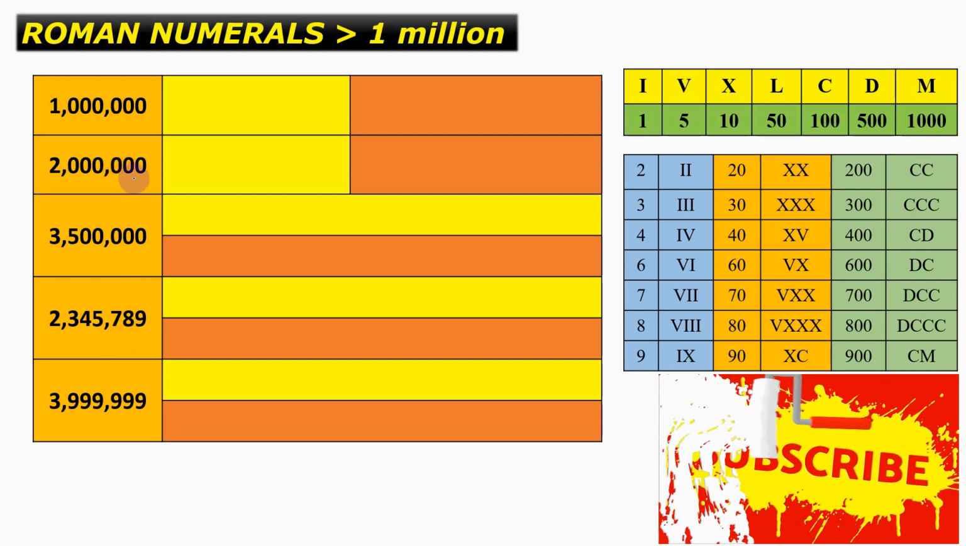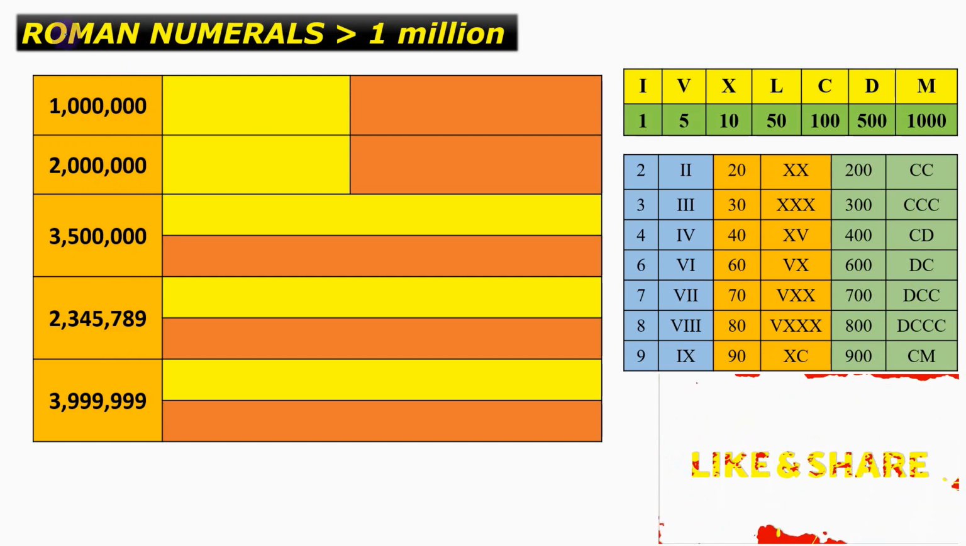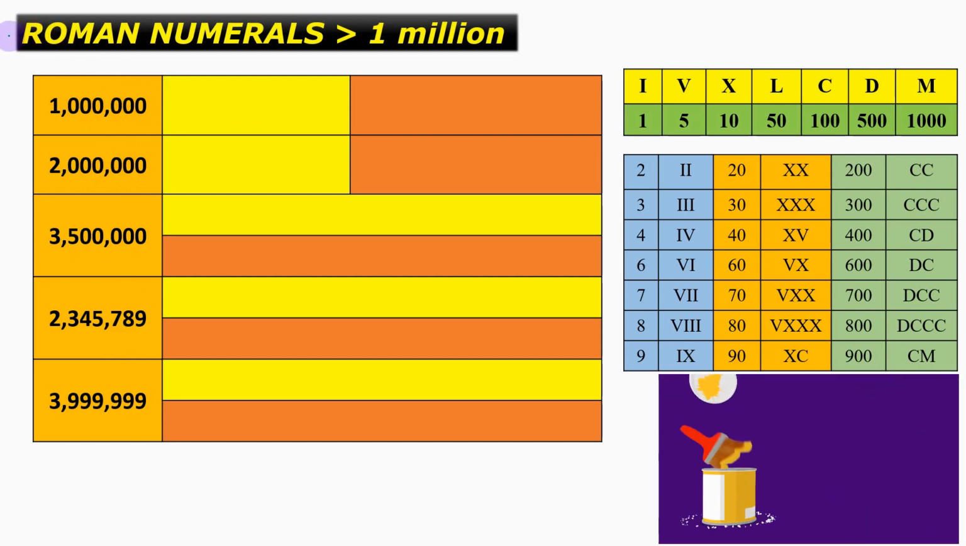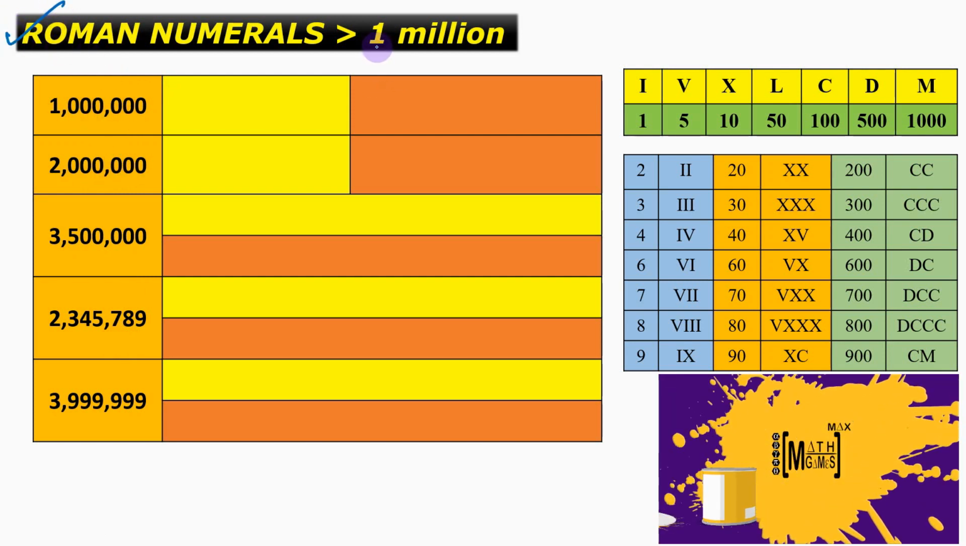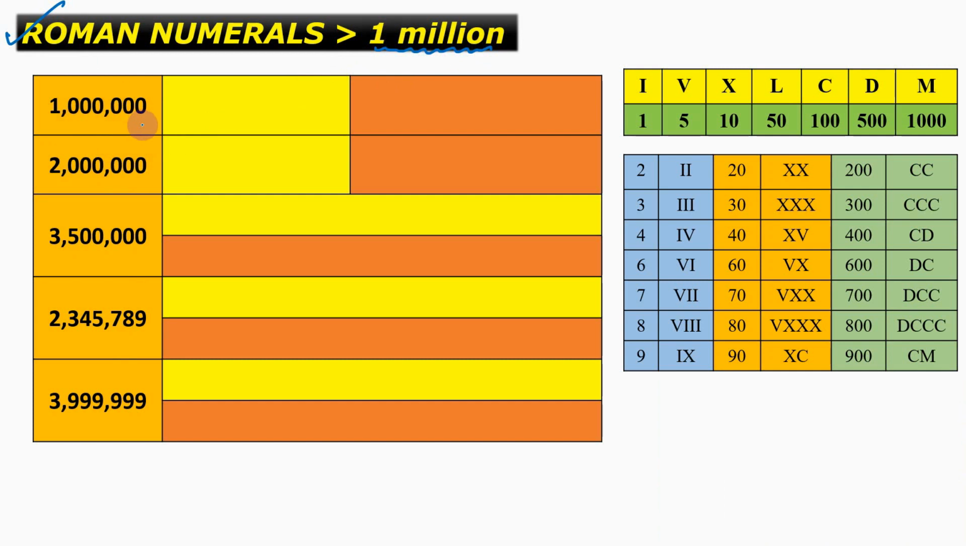Today we will be continuing our previous class of Roman numerals, and in this class we will be learning about the Roman numerals of the numbers greater than 1 million. Okay, and we will be starting with the number 1 million only. So now 1 million can be written as 1000 into 1000.